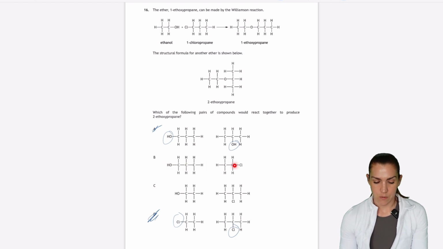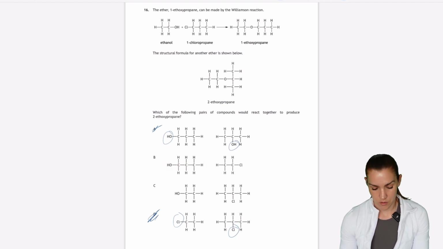That means that in B they would join in a straight line because this OH would join where that Cl was. But we need it to be in that sort of T shape, so that means that the Cl is going to have to be in the middle, so that ends up forming that sort of T shape. So the answer would be C.